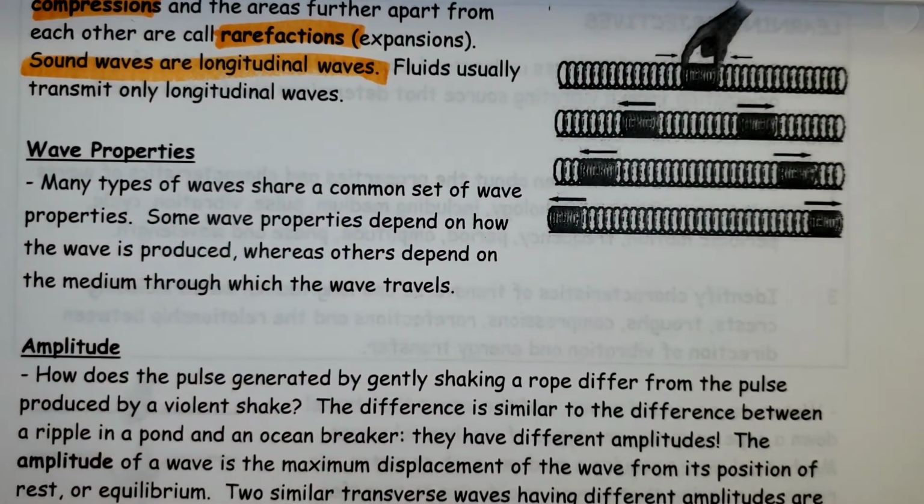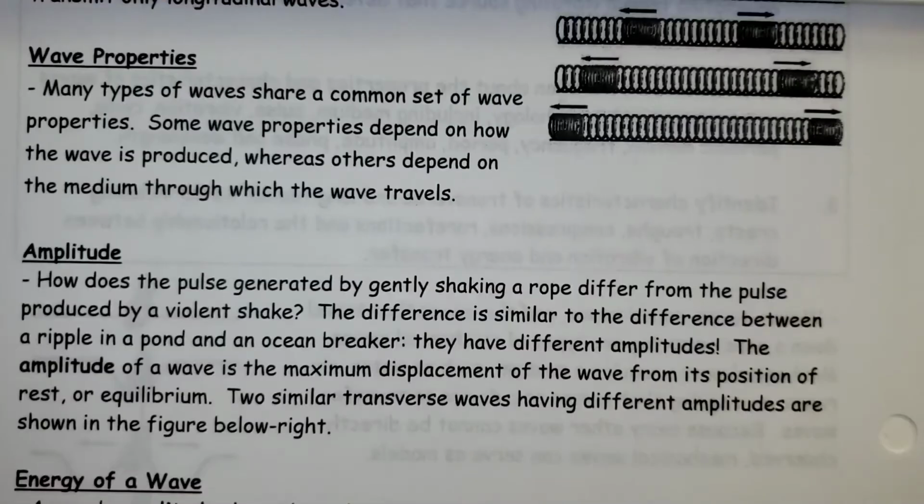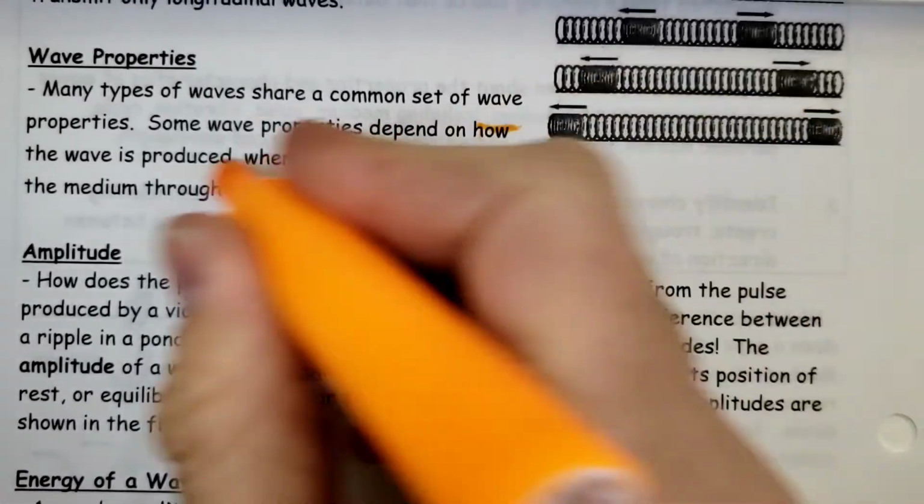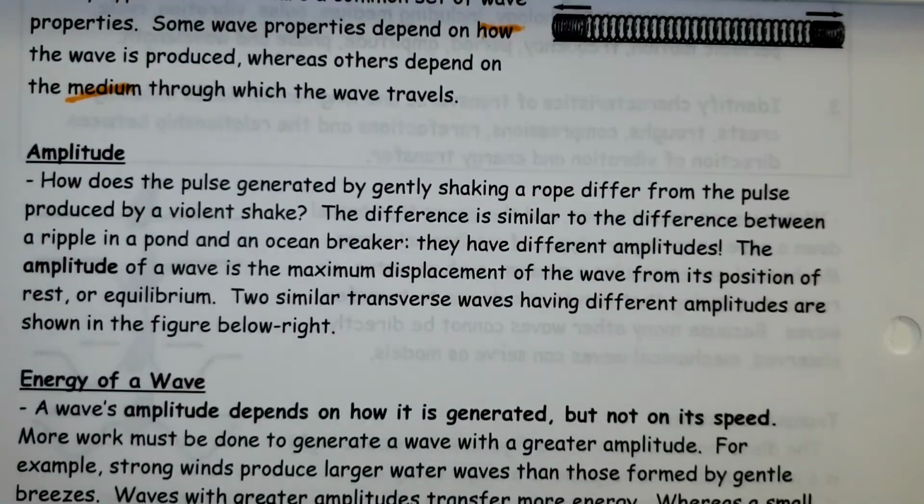Wave properties. Many types of waves share a common set of wave properties. Some properties depend upon how the wave is produced, whereas others depend upon the medium. So how it's produced, and sometimes it's the medium.